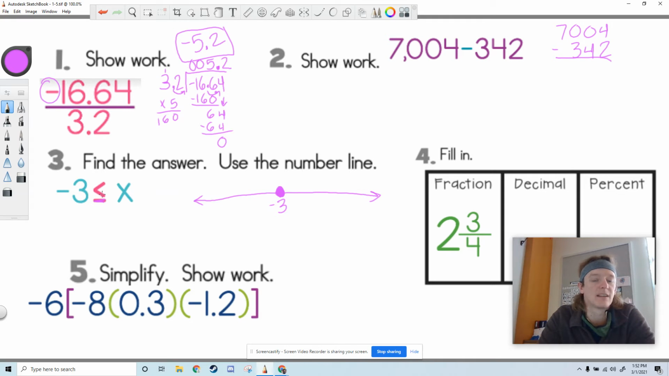Negative 3 is less than x. So x has to be numbers bigger than negative 3. So it's going to be every number that's larger than negative 3.